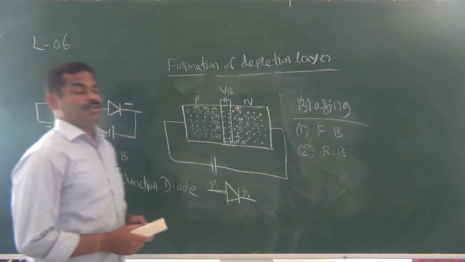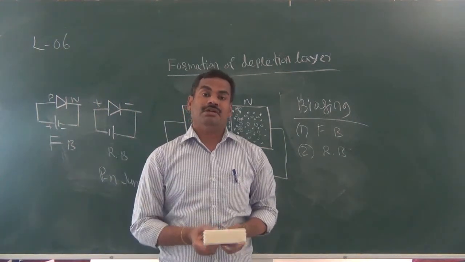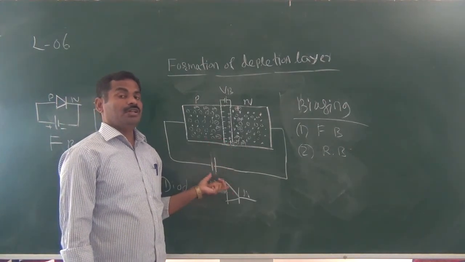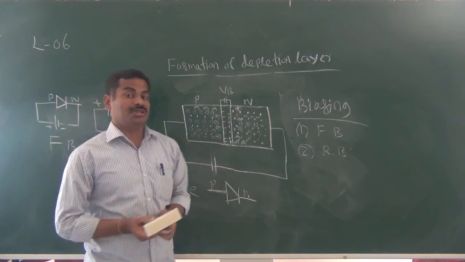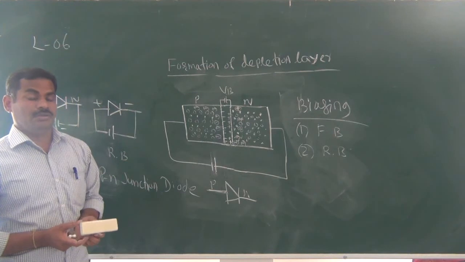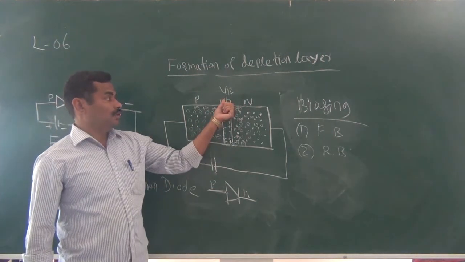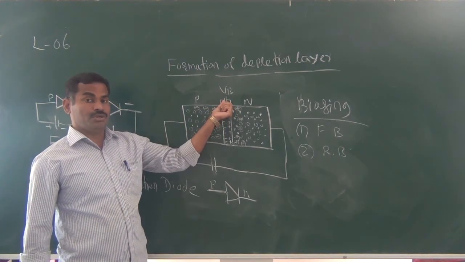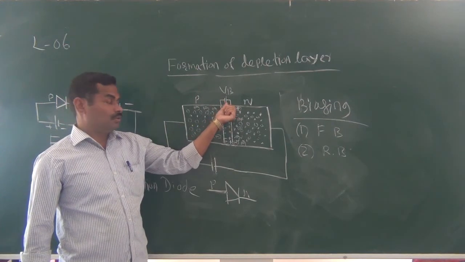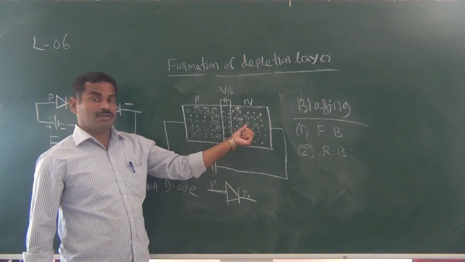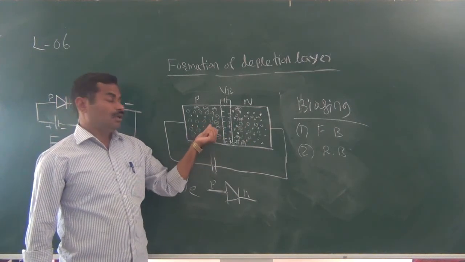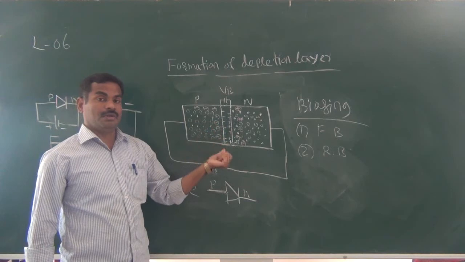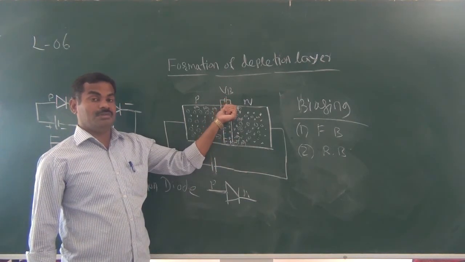In this class, we look at the effect of applying the battery to the diode. Actually, I mentioned another important thing: the drift current. What is drift current? Look here, this is negative and this is the positive of your barrier potential VB. Because of this electric field, the holes move towards the P side, and the electrons move towards the N side. That is the drift current, which is because of this electric field VB.